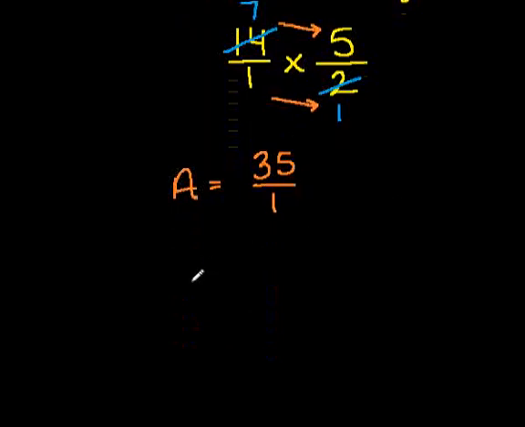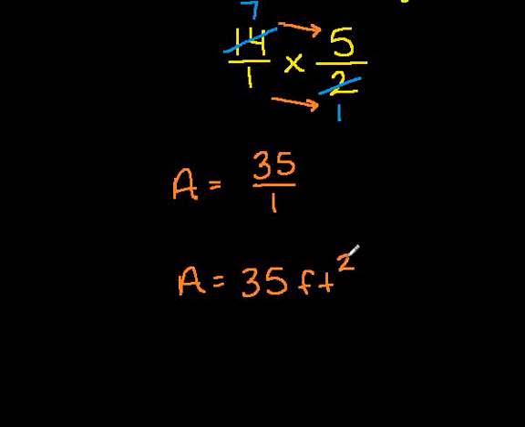Another way of writing this answer for area: notice it's 35 over 1, which is the same thing as just 35. We're going to label this feet. And because we're finding units in area, you need to label that squared. That squared symbol, that little 2, is an exponent on FT, and it tells us that we're finding the area. So this represents 35 square feet, or feet squared, however you want to say it. But it's better to write it in words: 35 square feet. So that's the area of a rectangle.